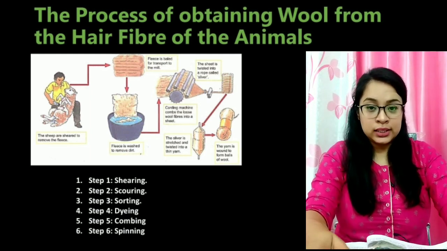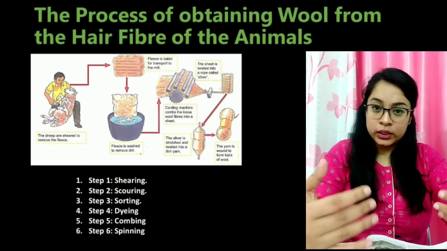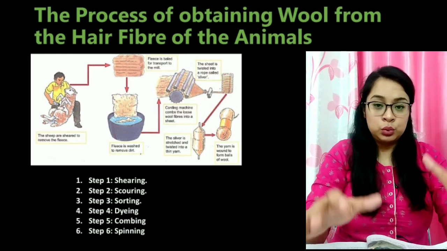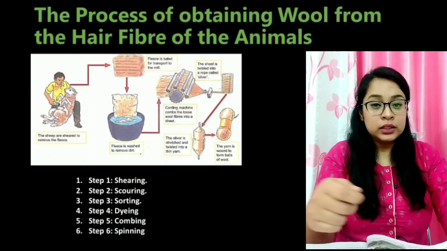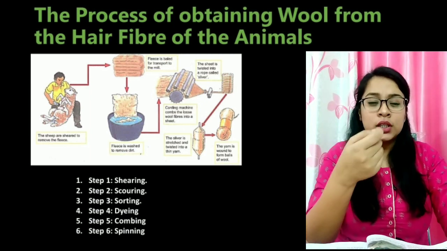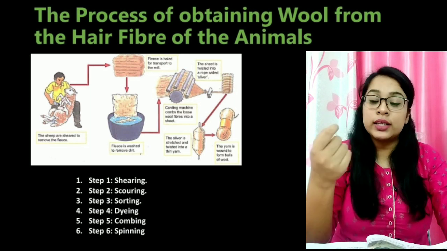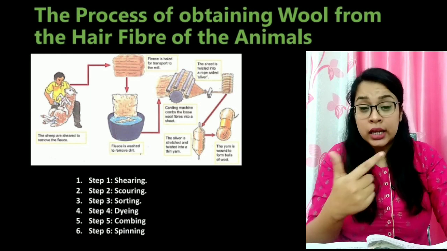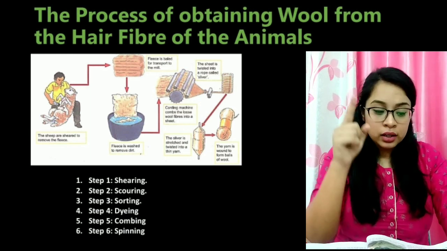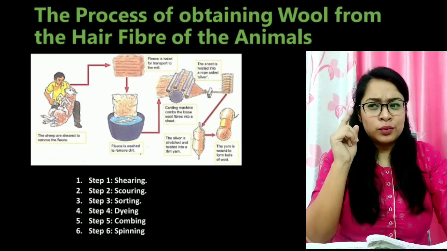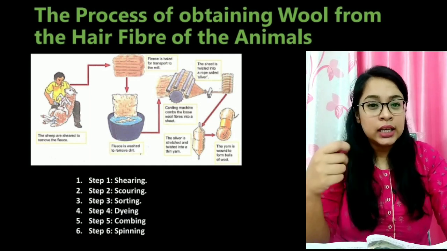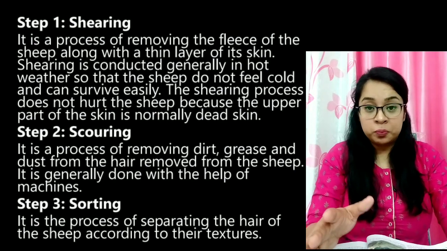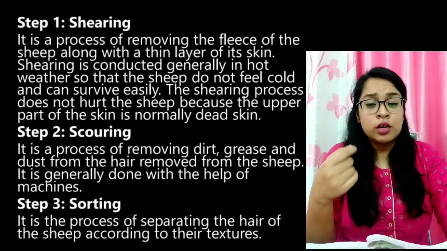The process is like this: during the winters they grow these hairs, and at the end of the winter the farmers cut the wool along with a thin layer of the skin, which is known as fleece. This process of cutting the wool along with a thin layer of skin is called shearing. You might think that if they are cutting the layer of skin, it may hurt the sheep. No, that layer is a layer of dead cells.